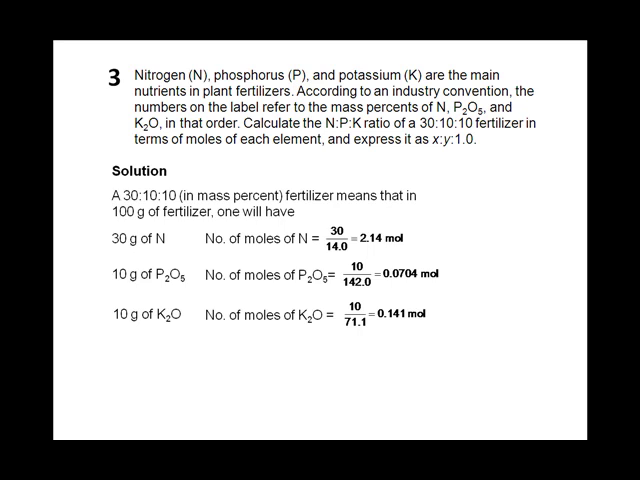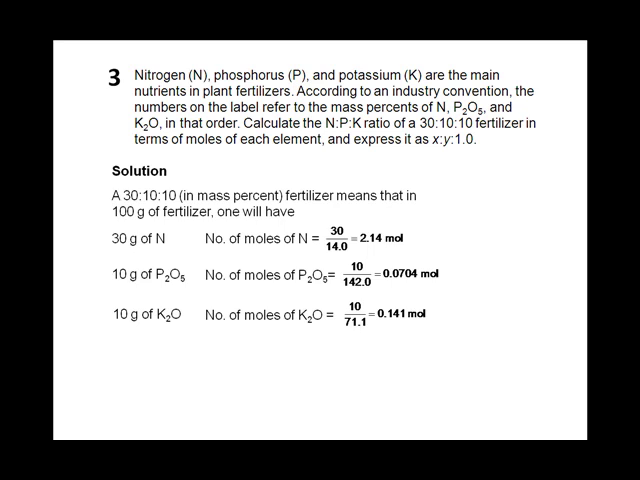And we do likewise for K2O. Because that is what the question is asking, we are trying to interpret the mass percent of nitrogen, P2O5, K2O in this order. But later on, when we look at the question, it is not asking for the ratio of the compounds. It's actually asking for the ratio of the elements in the fertilizer.